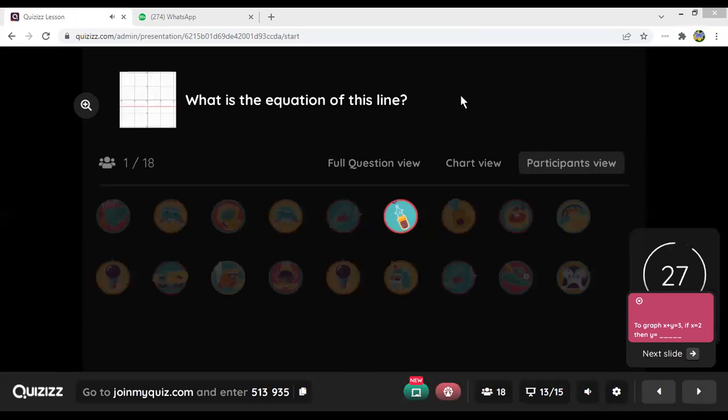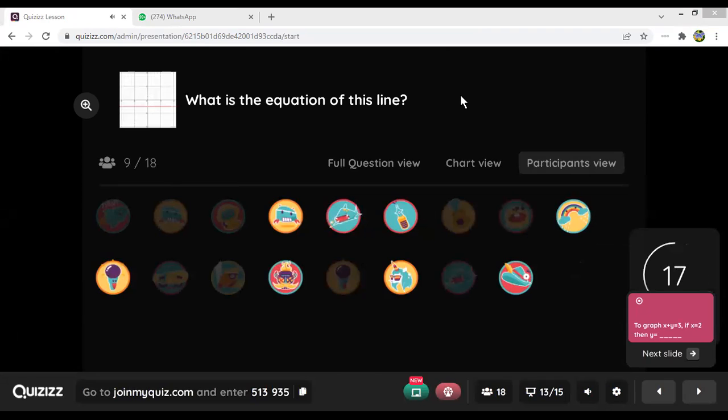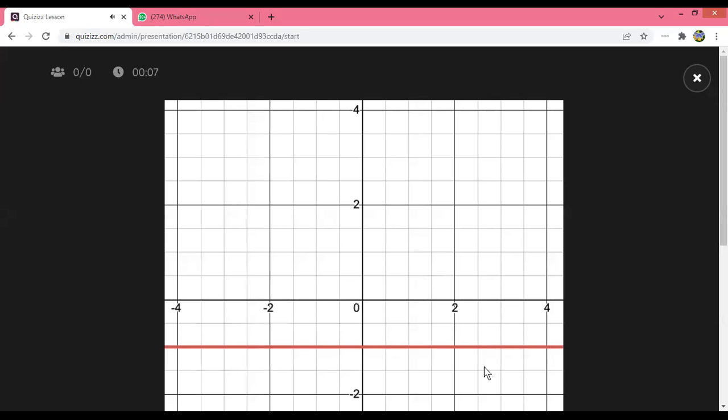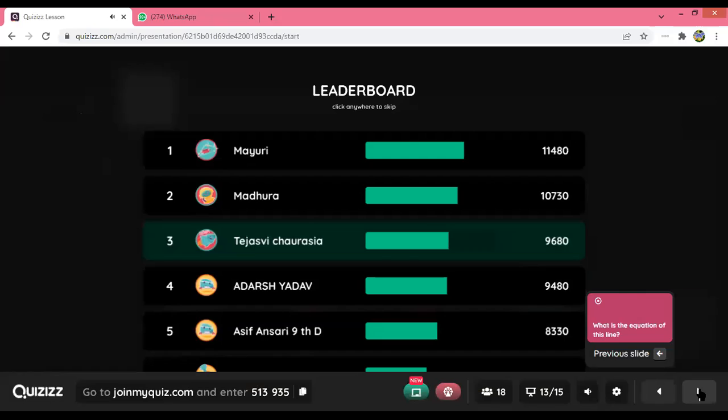Okay, so the next question is, what is the equation of this line? These questions are really important. This line is passing through the y-axis, right? What's the point? Okay, it's passing through -1. So the answer was y equals -1.